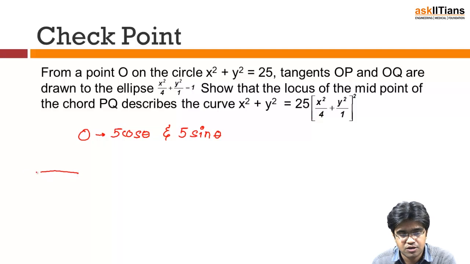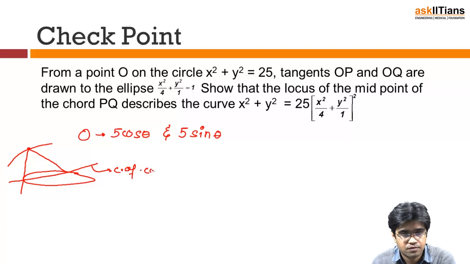Suppose you have an ellipse like this and you have a circle. Now from this circle, you're drawing two tangents, one like this and one like this. As these two tangents are touching the ellipse, we can draw the chord of contact. So this is the chord of contact and this is the midpoint. This is P, this is Q, this is O. I can write the equation of this same line PQ in two forms. One is by using the chord of contact and one is by using the equation of the chord whose midpoint is given.